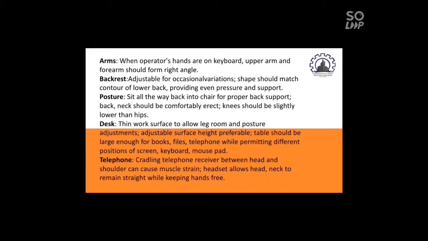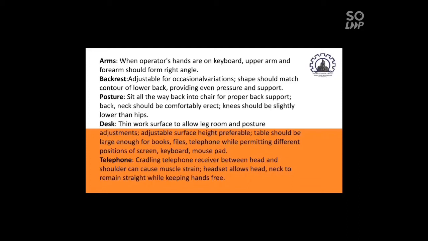Arms. When an operator's hands are on the keyboard, the upper arm and forearm should form a right angle. Backrest, adjustable for occasional variations. Shape should match the contour of the lower back, providing even pressure and support. Posture, sit all the way back into the chair for proper back support. Neck should be comfortably erect, knees should be slightly lower than hips.